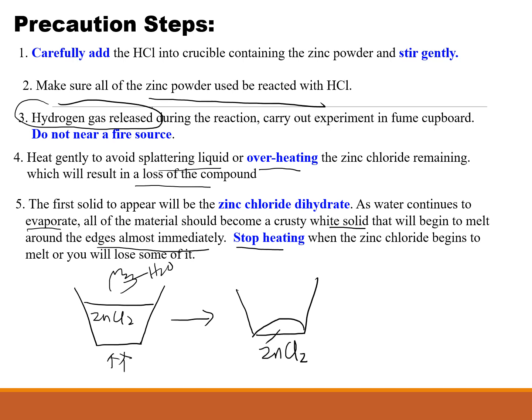So how do you make sure all the water has evaporated? When you see white fume gas released, this means that the zinc chloride starts melting. So you must stop the heating to avoid the zinc chloride losing mass.